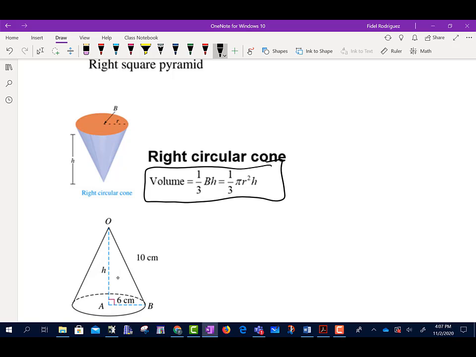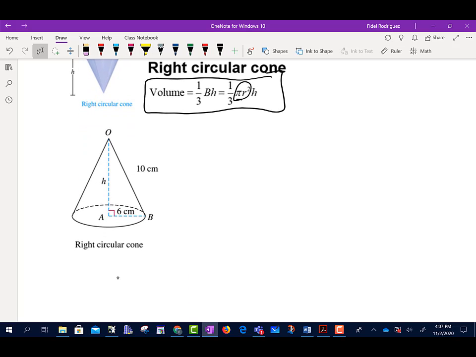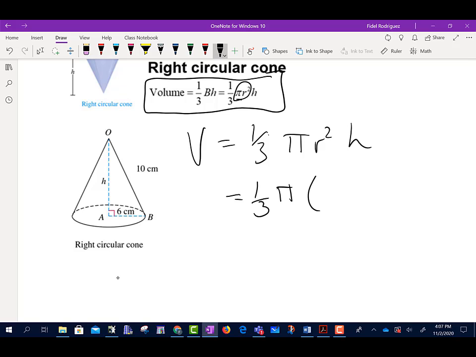Remember, B is still the area of the base. Since it's a circle, the area is pi r squared. And we want to see if we can find the volume of this one. So let's go ahead and do it. 1/3 times pi r squared times H. So 1/3 pi, our radius in this case is 6 squared. My height, we don't know the height just yet. We've got to find the height, so let's do that first.